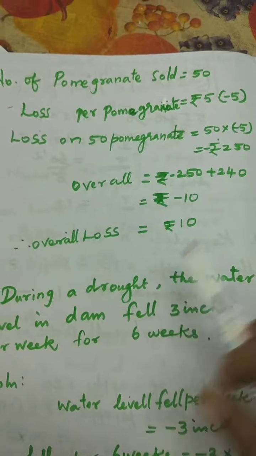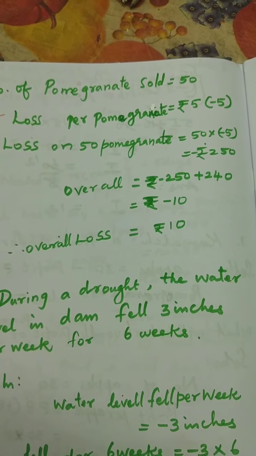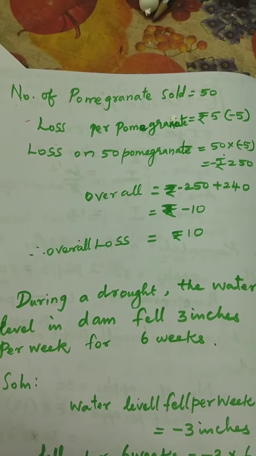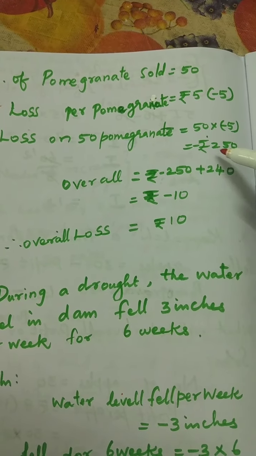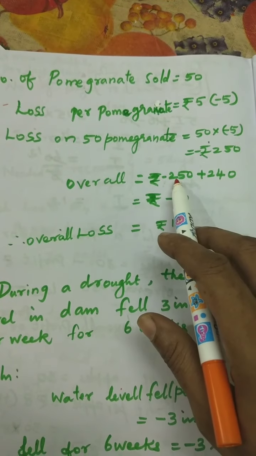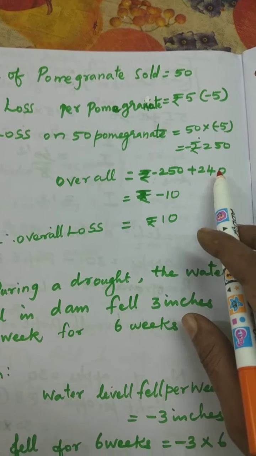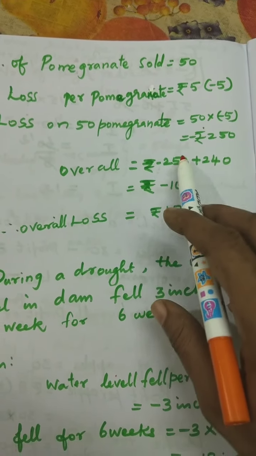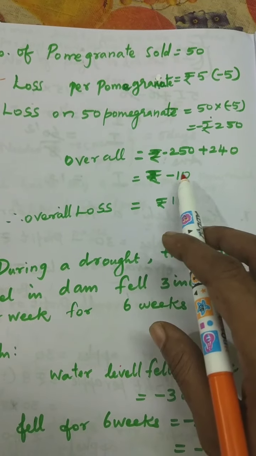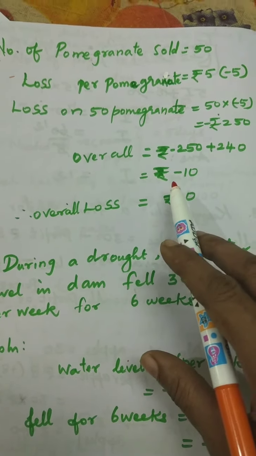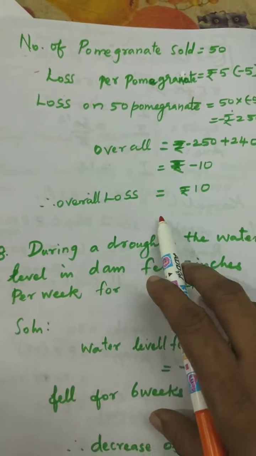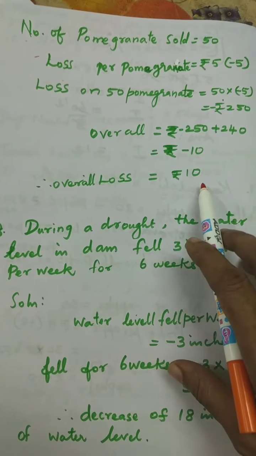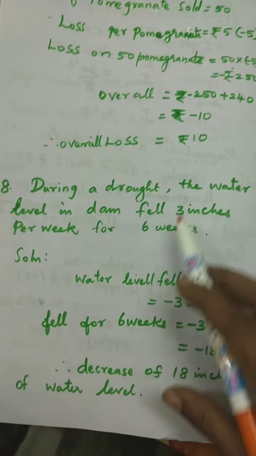In the apples he is getting a profit of 240 rupees. So now overall, both you have to add. Now a loss of minus 10 is coming. So minus 10 means loss. Overall he is getting a loss of rupees 10.